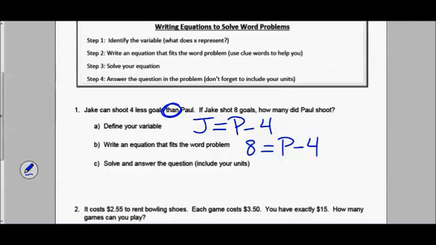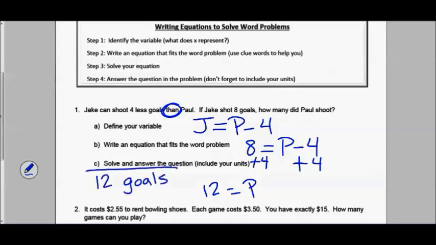So it is a one-step equation. All we have to do is get rid of the minus 4 as our constant, so we're going to add 4 on both sides. When we do that, we get Paul is equal to 12. So that means Paul shot 12 goals. And we want to put our units on our answer.